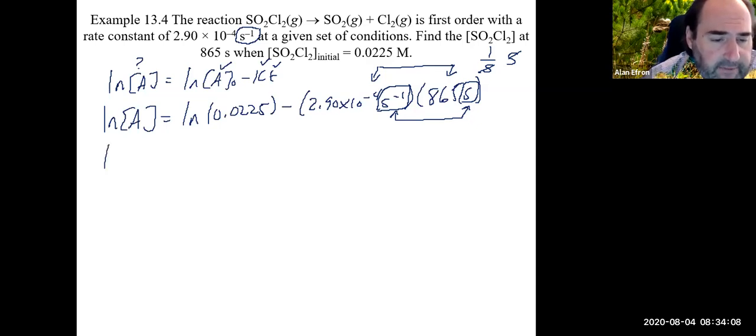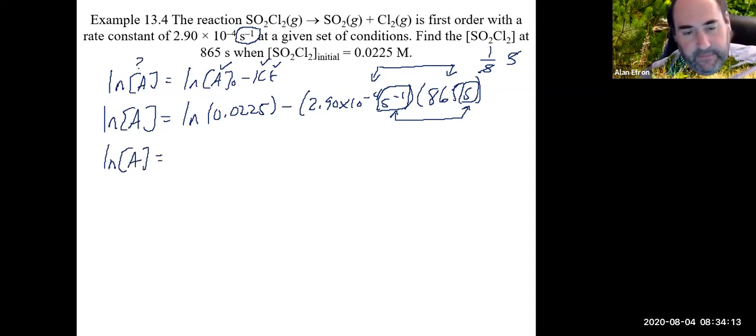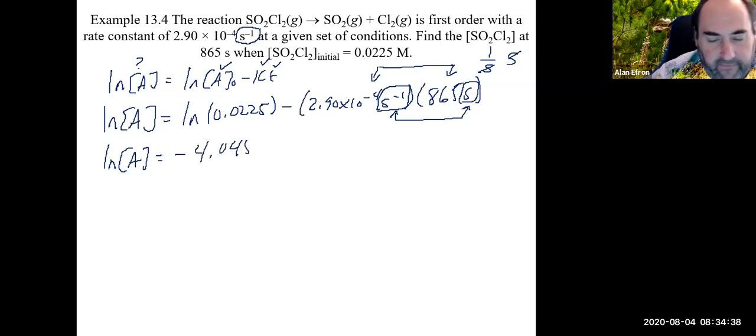So if we clean up the right-hand side by taking the natural log of 0.0225 minus 2.9 times 10 to the minus 4 times 865, when we clean up everything, it gives us minus 4.04508997-ish.